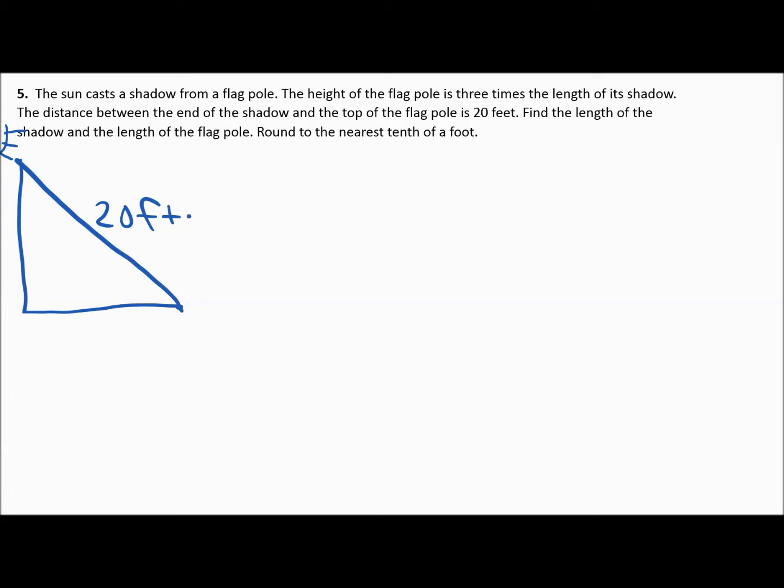One more time. The height of the flagpole is 3 times the length of the shadow. So the length of the shadow, we've got to call it something. I'm going to call it x. And it says the height is 3 times this length, so this is 3x. Again, it's all about labeling this stuff, so make sure you're comfortable with that. Now what does it want to know? Find the length of the shadow and the height of the flagpole.